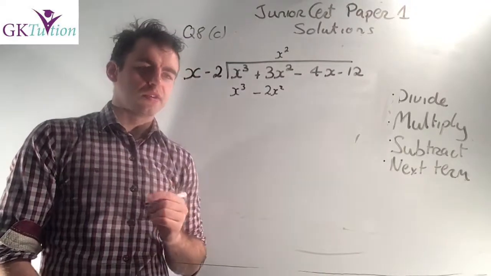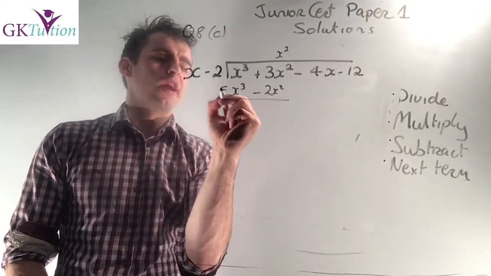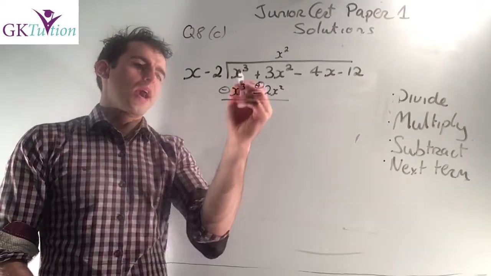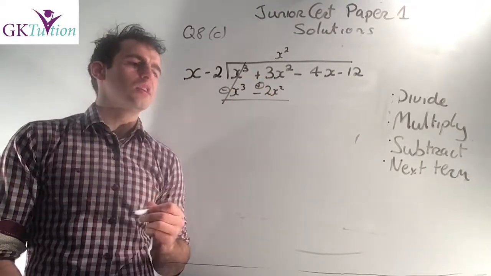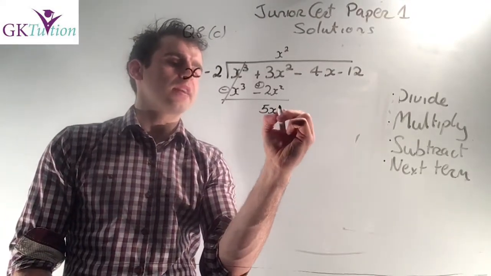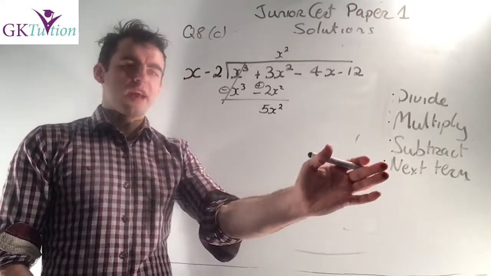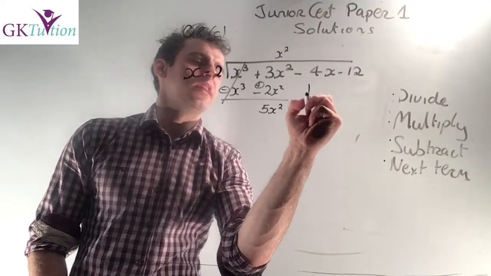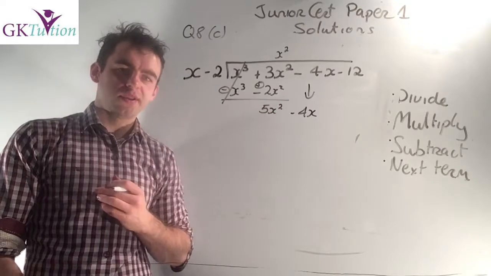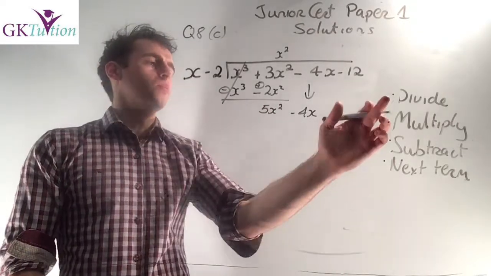Your third thing is you're going to subtract. And in order to subtract, you're going to change your signs. So that becomes a minus, that becomes a plus. X cubed minus x cubed is 0. 3x squared plus 2x squared is 5x squared. Your fourth step is you're going to take down the next term. In this case, my next term is minus 4x. And now we're just going to start our process all over again. The first thing we do is divide.